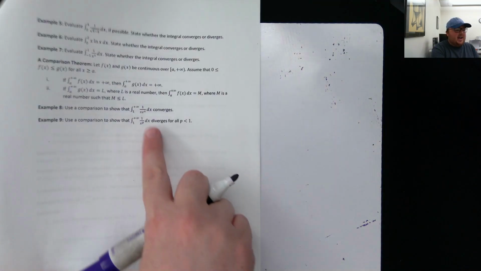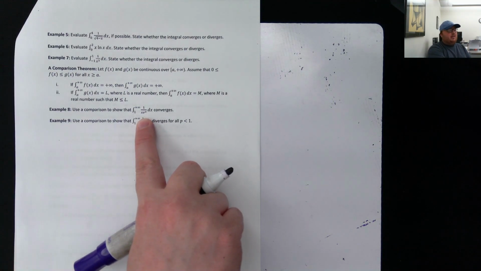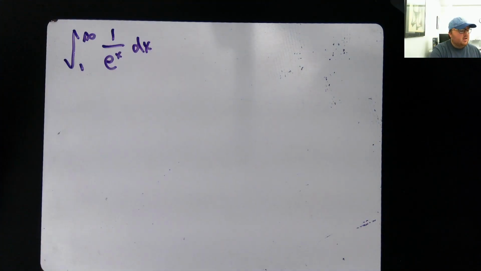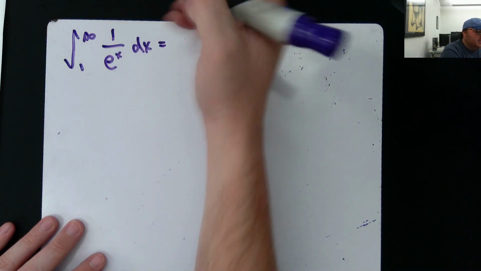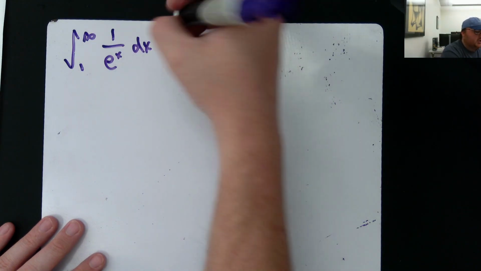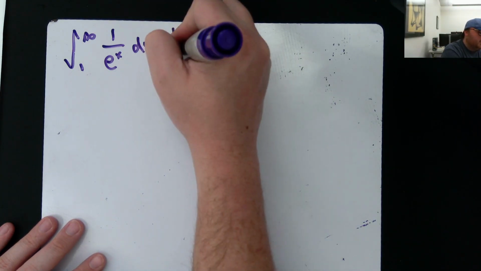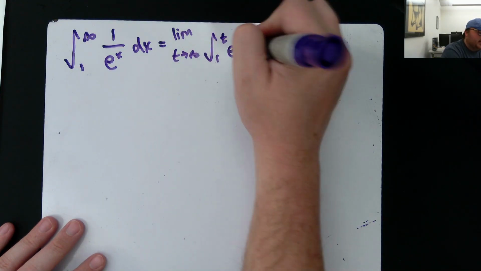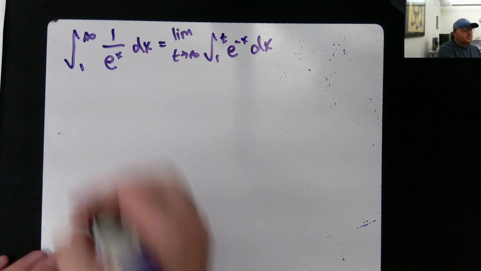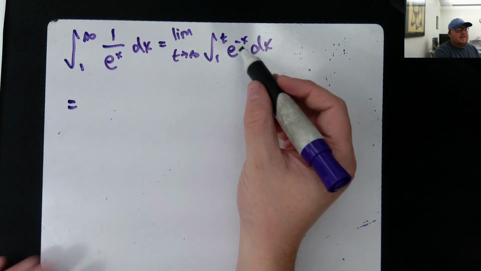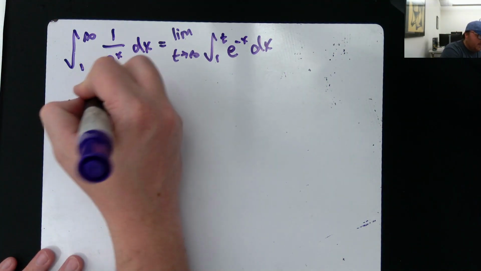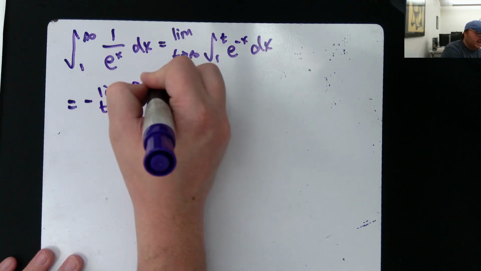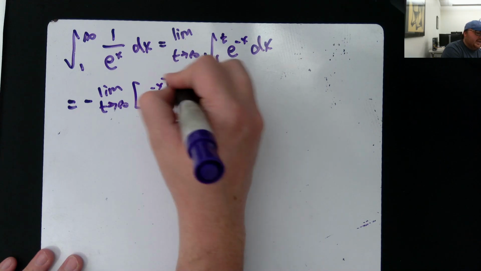Again, it looks kind of like it, right? But it's not as hard. So what this is going to be, this isn't a number I can plug in, right? So we're going to do the limit as t goes to infinity, integral 1 to t, and I can write this as e to the negative x dx. The antiderivative of that is going to be negative e to the negative x. So bring the negative out front. E to the negative x from 1 to t.